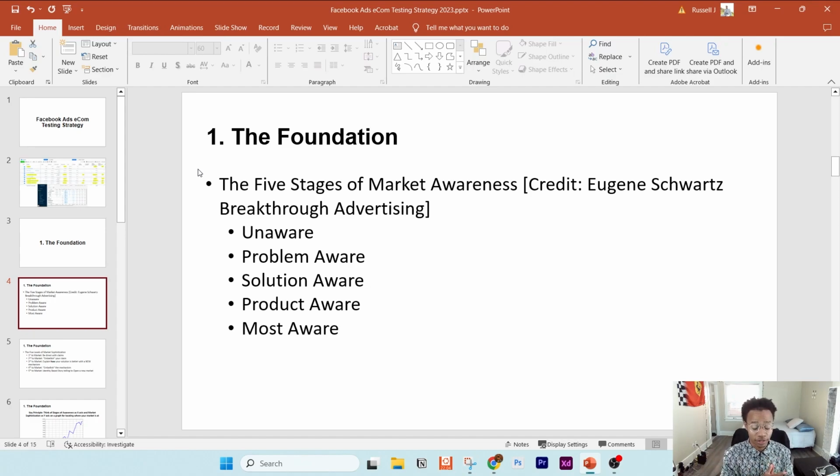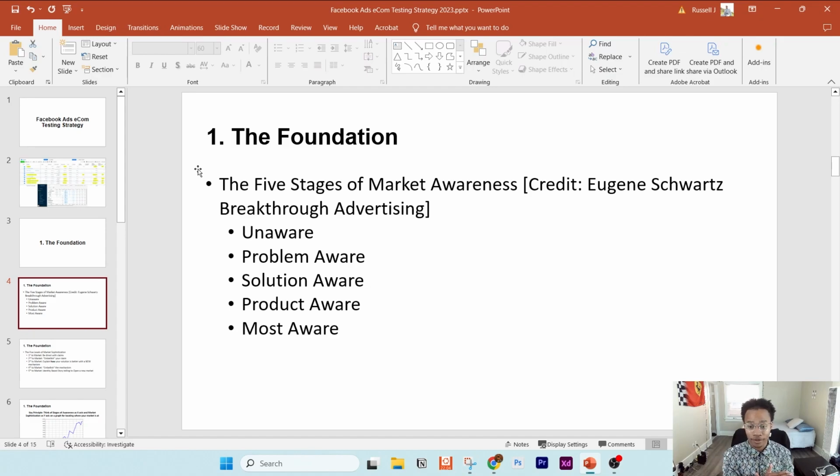So what Eugene claims is that there are 5 stages of market awareness and 5 stages of really consumer awareness, right? So you have unaware, problem aware, solution aware, product aware, and most aware. Now, if somebody's unaware, they have no clue that they even have a problem to begin with. So why would they need your product, right? If they're problem aware, they know that they have a problem that they need to be solved, right? But they don't know the solution, which comes into solution aware. They know the problem and the solution that they need to go after, right? So they're only aware of the solution.